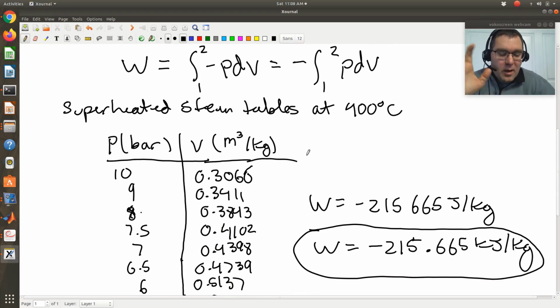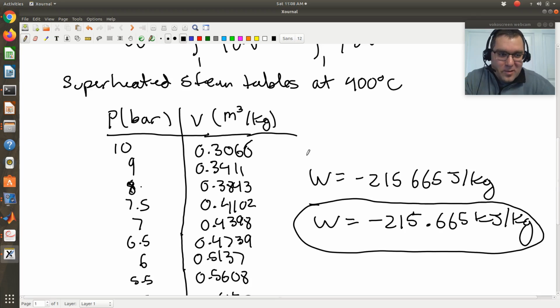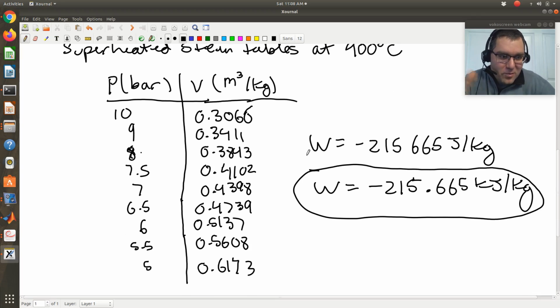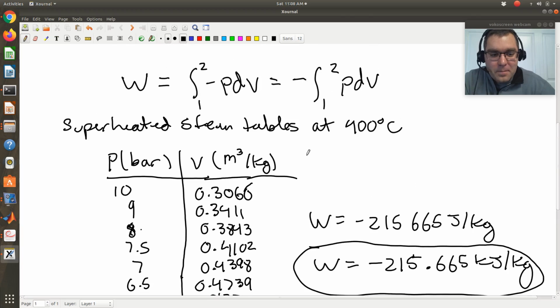And again, sign convention, it's negative. That means our system is doing work. That's what we expect, so that's great. That means I properly integrated, right? So I properly set this up to integrate by sorting from my initial to my final state.